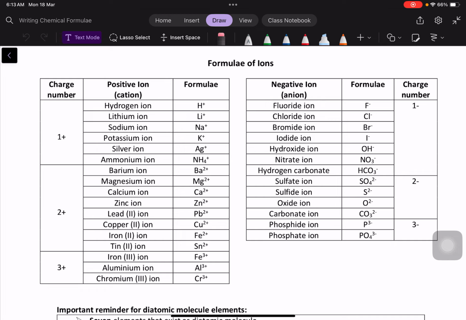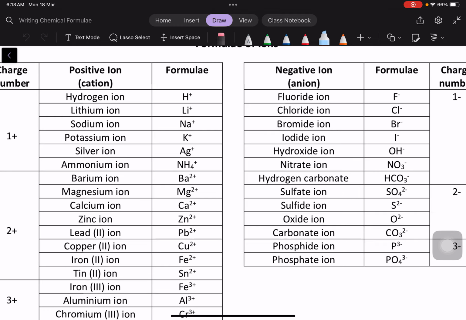On your left hand side, you have the positive ion, and on the right, you have the negative ion. Both the positive and negative ions show the charges on the right top. So the right top will be the number of charges.